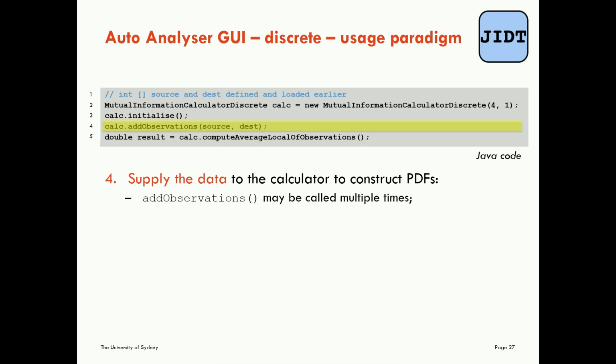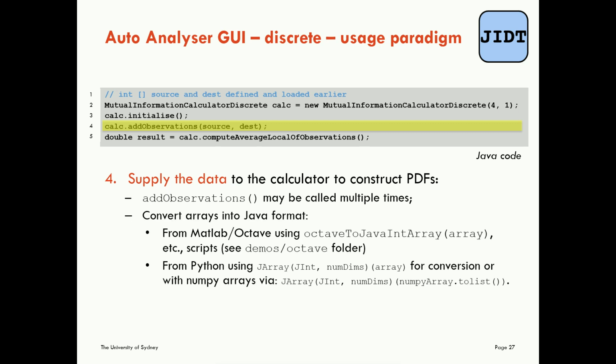The next step is to supply the data to the calculator so it can construct the PDFs. We do this with the add observations calls. This can be done multiple times, so you might have multiple trials, and you get some data from each of those trials, and you have to put it all together. You can do that with multiple add observations calls, as I showed you on the flowchart that we looked at a few slides ago.